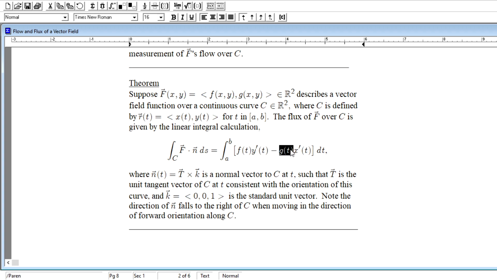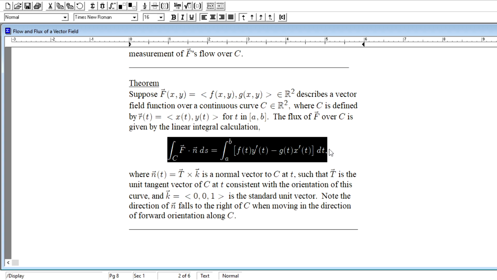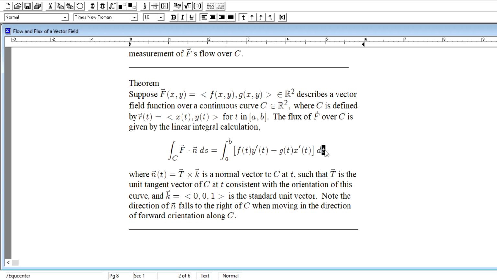The f and g coming from our vector field description in terms of t, and the x prime at t, y prime at t coming from the description of r bar prime at t. When this integrand is formed, it is just a scalar valued function that you are going to integrate with respect to t across those bounds from a to b.